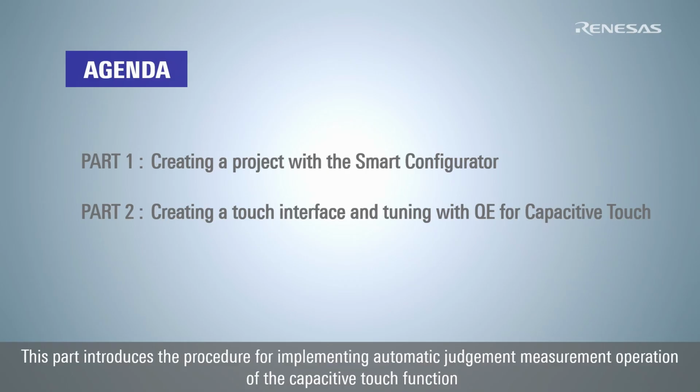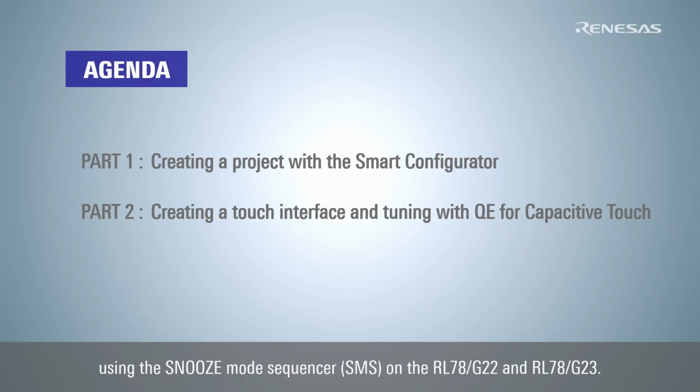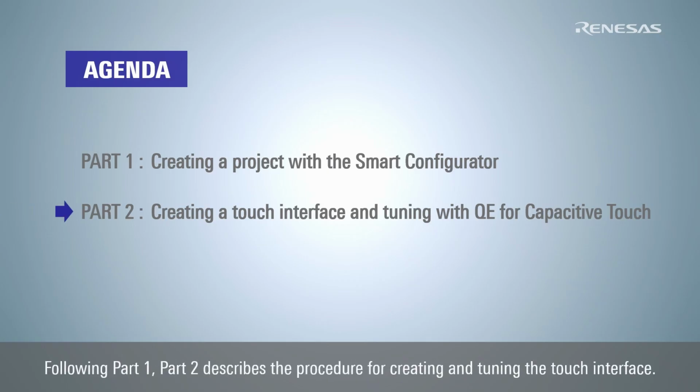This part introduces the procedure for implementing automatic judgment measurement operation of the capacitive touch function using the SNOOZE Mode Sequencer, SMS, on the RL78 G22 and RL78 G23. Following Part 1, Part 2 describes the procedure for creating and tuning the touch interface.